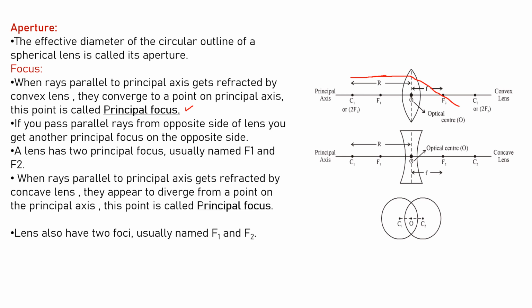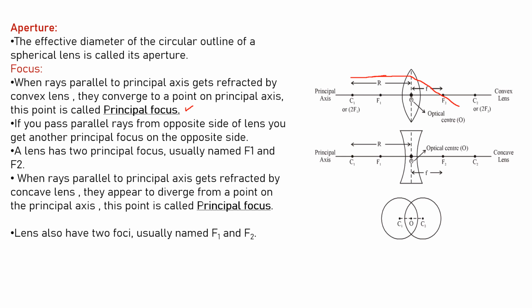Clear, student? If you pass a parallel ray from the opposite side of a lens, you will get another principal focus on the opposite side. If the ray is coming from this side, you will get a focus on this side. So if the rays are coming from the opposite side, this will be F1, the principal focus.